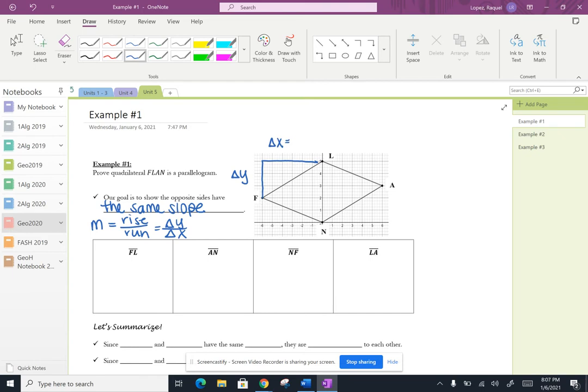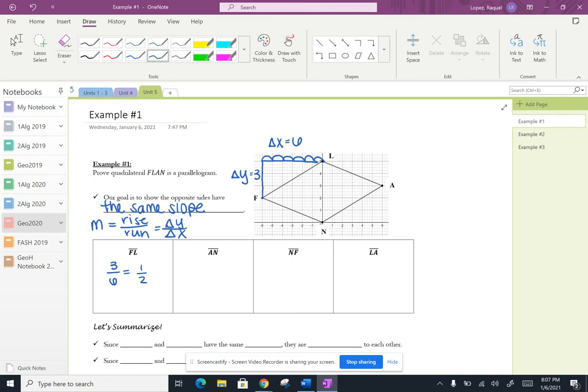To get from F all the way up to L, I am going up 1, 2, 3 units. So my change in y is going to be 3. Now to find our change in x, I just need to count how many units horizontally I move. So it's 1, 2, 3, 4, 5, and 6. So my change in y is 3. My change in x is 6. So my slope is 3 over 6, which simplifies down to 1/2. Okay, let's do the other side.